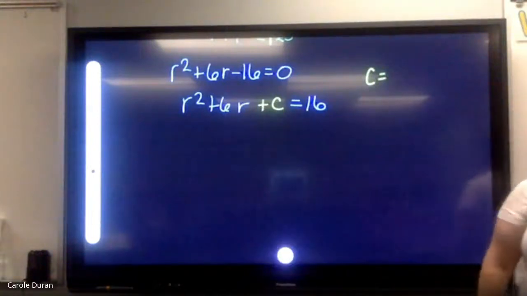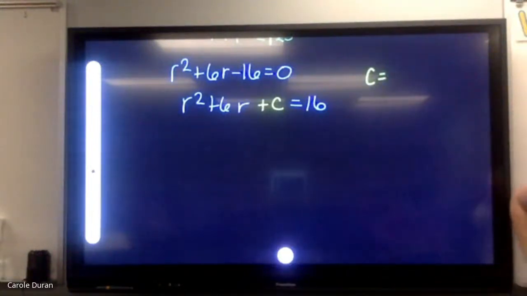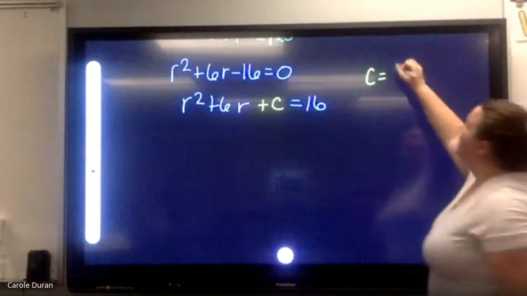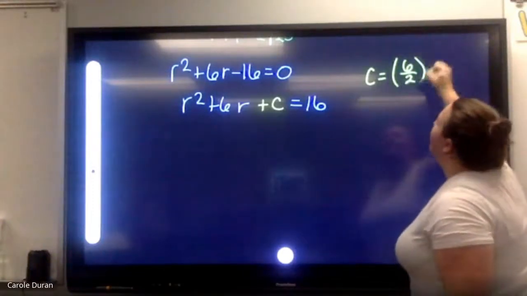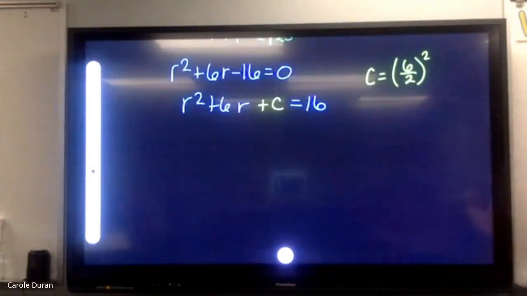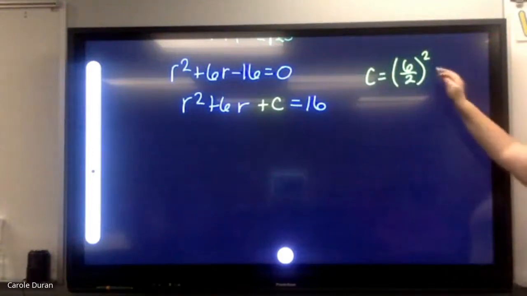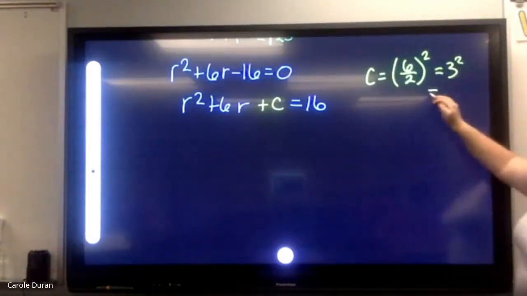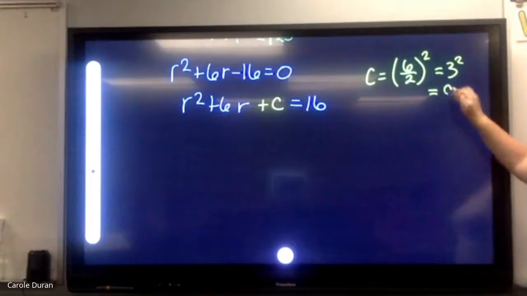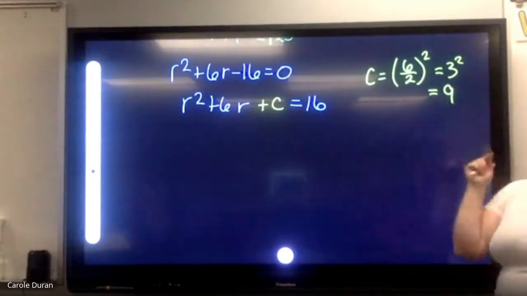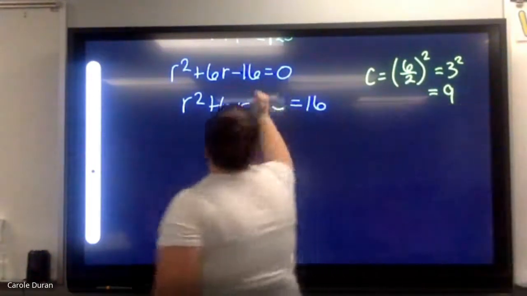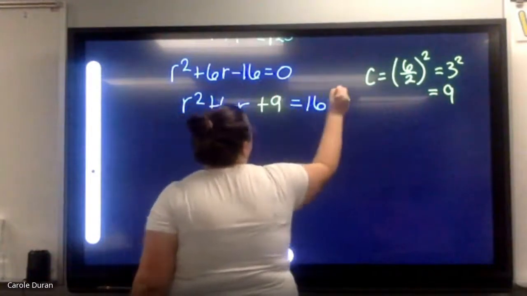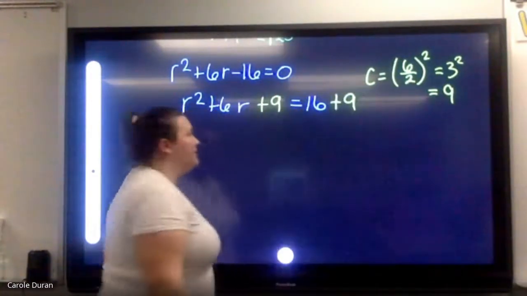I do what to my R term? Divide it in half and then square it. So 6 divided by 2 is 3. 3 squared is 9. What I do to one side, I also have to do to the other. So now I have a plus 9 on the left and a plus 9 on the right.